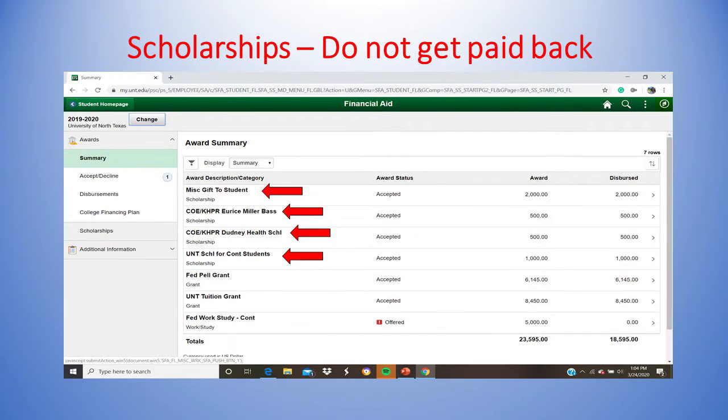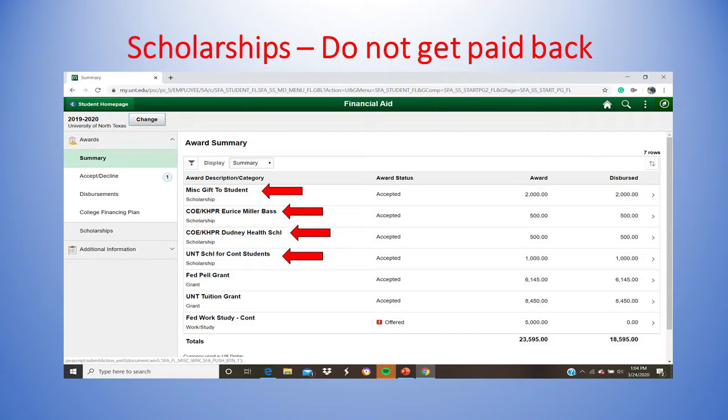Then next we have scholarships. Scholarships are also free money where they don't need to get paid back, and then there's numerous kinds of scholarships, and they'll all be listed on this financial aid package. So on here it says miscellaneous gift to student, which would be like an outside scholarship from, say, an online scholarship, an agency. This was actually a sorority scholarship. Anything that's going to be coming to the student in the form of a scholarship from an outside entity.